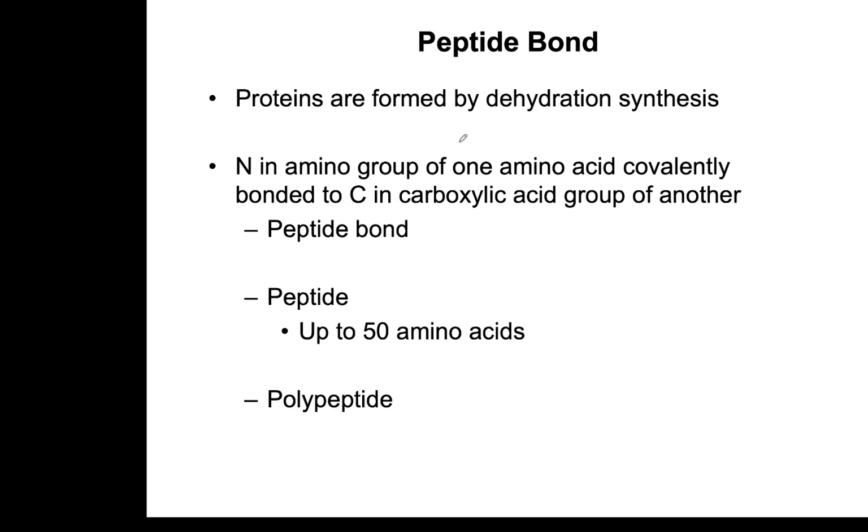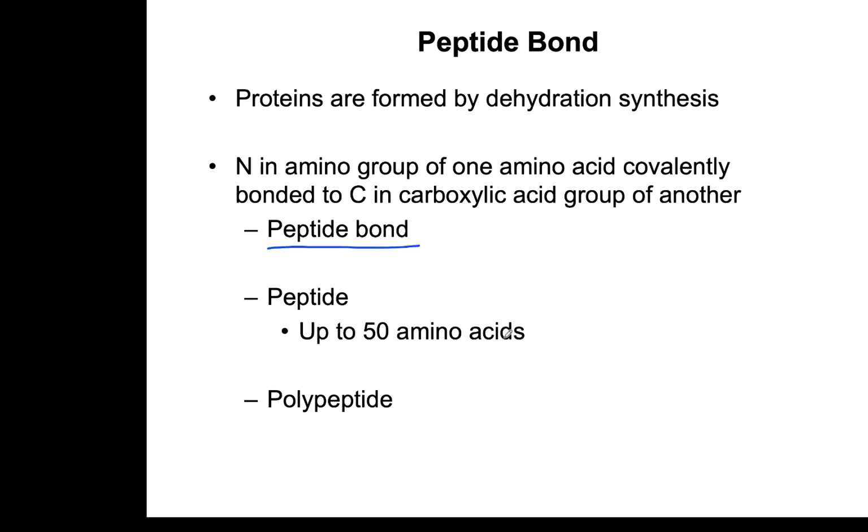I already told you that when two amino acids join together by way of a peptide bond, proteins are formed by dehydration synthesis. Nitrogen in the amino group of one amino acid covalently bonds to carbon in the carboxylic acid group of another amino acid. We call that a peptide bond. A peptide bond is a type of covalent bond, but it specifically occurs between two amino acids. Scientists gave it another name, peptide bond.